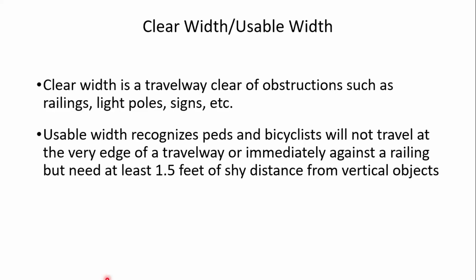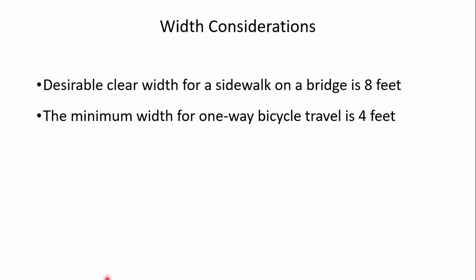Clear width when we have paths on bridge structures. Also keep in mind that on a structure where you have a railing or a barrier, there's going to be a shy distance. So users, both pedestrians and bikes, will shy away from the wall or the barrier. And usually that's considered to be about 1.5 feet. So we need to distinguish the actual width from the functional width and make sure the functional width provides adequate width. Desirable clear width for a sidewalk on a bridge is 8 feet. Minimum width for a one-way bike travel is 4 feet.